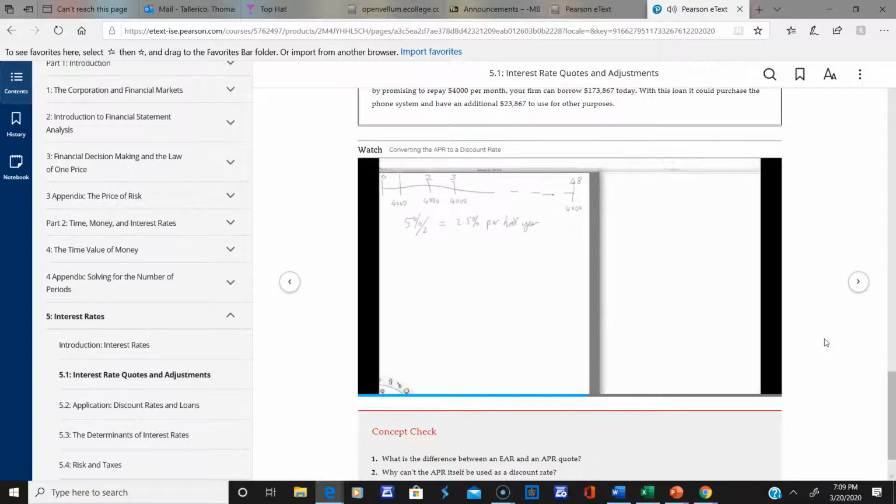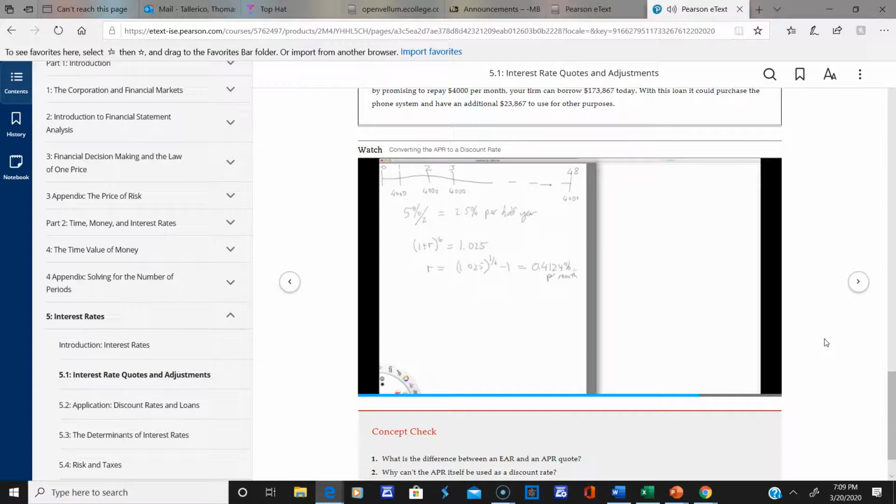Now, if you're paying 2.5% every 6 months, how does that convert into a monthly discount rate? Because as we can see from the timeline, the cash flows are monthly. To answer this question, consider two loans. One loan, you have to make semi-annual payments of 2.5%, and the other loan, you have to make monthly payments. What monthly rate would make you indifferent between these two loans? You are indifferent between paying 0.4124% per month and 2.5% every 6 months.